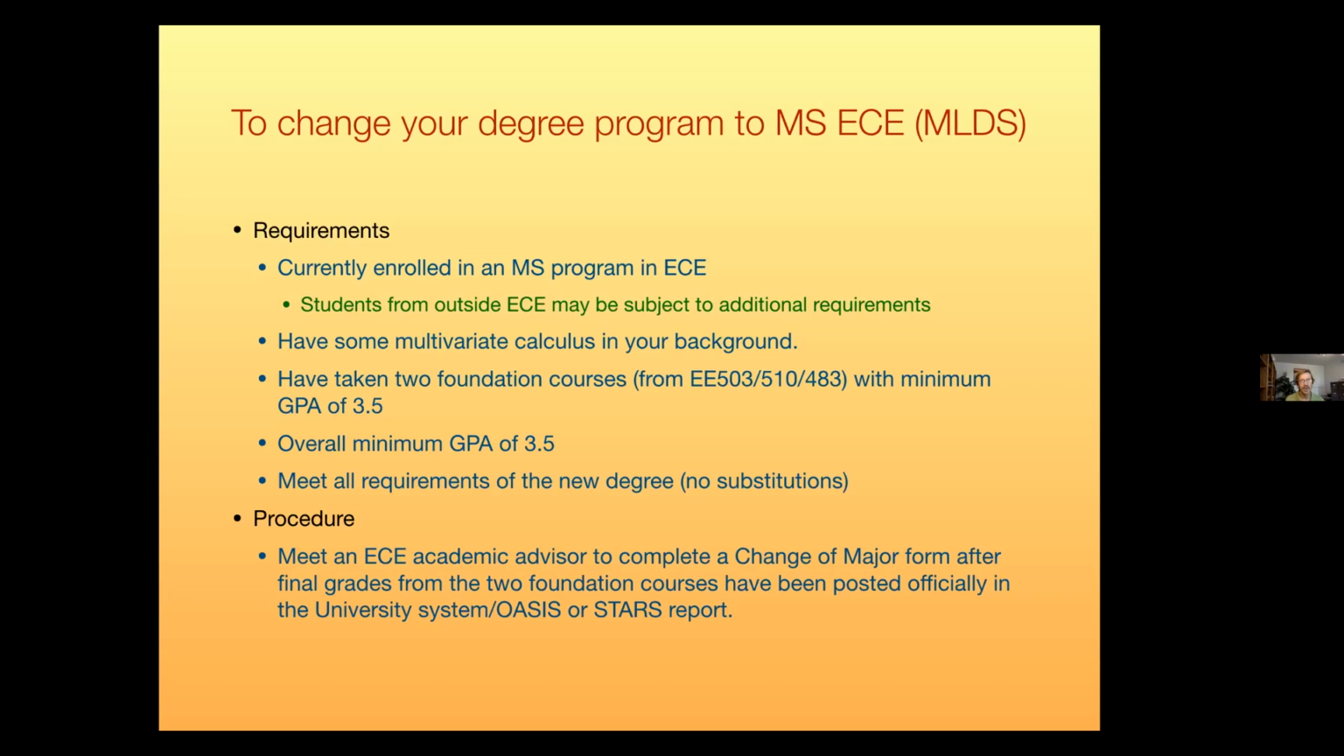And the procedure, if you want to do this, is not difficult. You just meet with an ECE academic advisor, and they'll have you complete a change of major form. But they'll require you to wait until you complete 2 of these 3 foundation courses and have your grades posted officially before they'll let you fill out that form and get it approved. And then you're in.